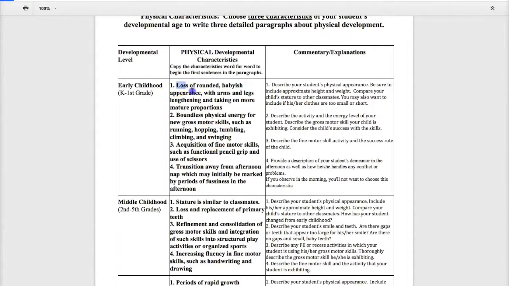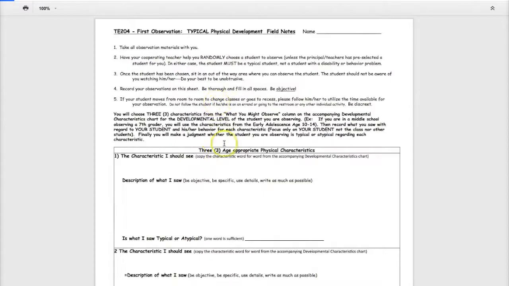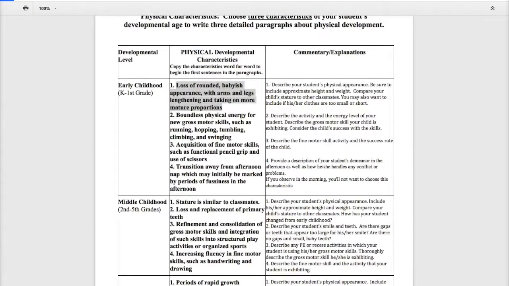So for instance, if I choose this one right here, I'm going to take that and I'm going to place that exactly here. So word for word, that's what I'm looking for. I am looking for loss of rounded babyish appearance with arms and legs lengthening and taking on more mature proportions.